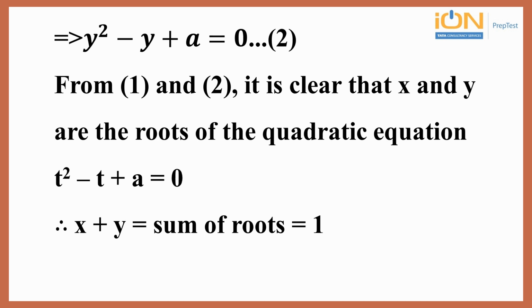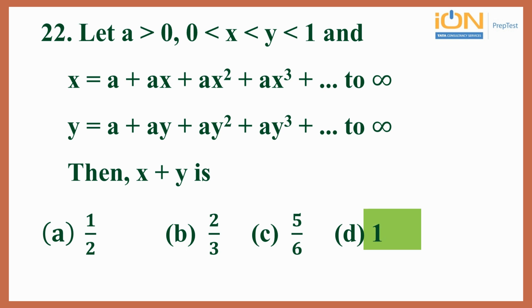So from these two, it's clear that both x and y satisfy the quadratic equation t squared minus t plus a equal to 0. And what we wanted was x plus y, that is the sum of the roots. And therefore, the sum of the roots, we know for a quadratic equation ax squared plus bx plus c equal to 0, is minus b by a. Here, minus b would mean minus of minus 1, and a is the coefficient of t squared, and that's equal to 1. So we get the sum of the roots to be 1. And therefore the right option is D.